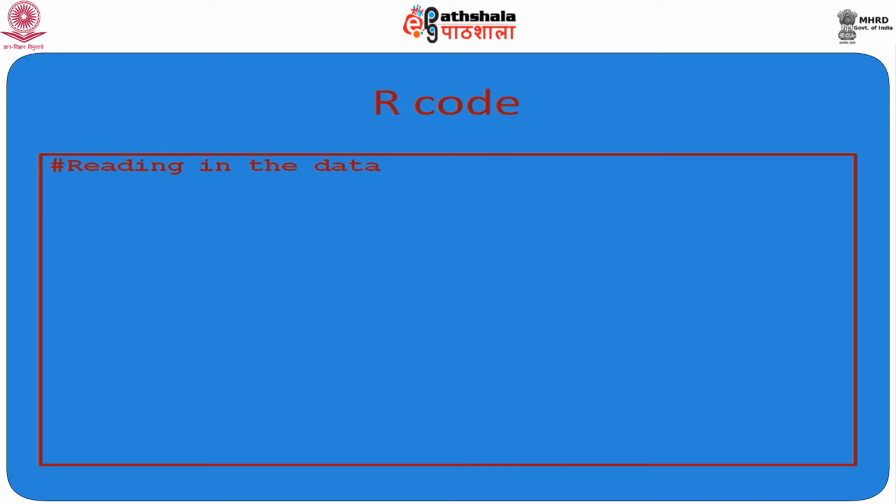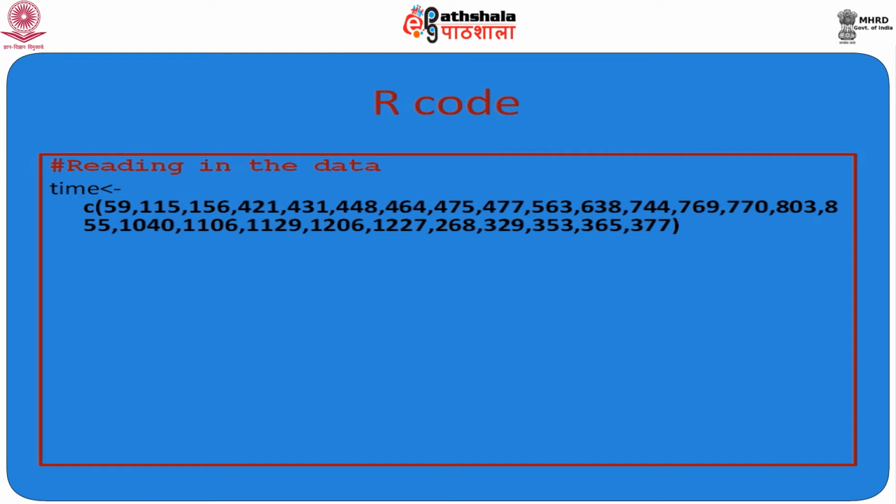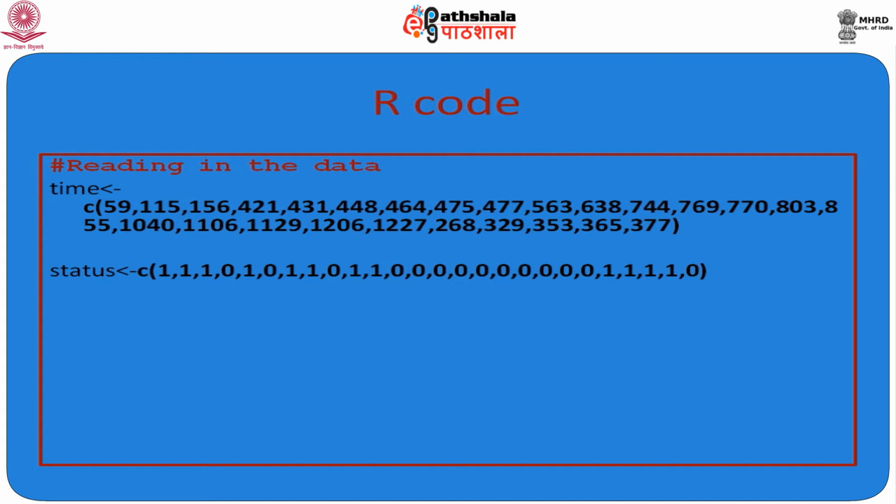Here the time is taken as 59 days, 115, 156 days, 421 days, 431 days, 448 days, 464 days, 475 days. Like this, for all patients, the duration of follow-up is given in the time variable. Secondly, the status of the patients is given as 1 and 0, the last status of the patients at the end of the study. Now Rx is given as 1 or 2, where 1 is the reference group and 2 is the intervention group.